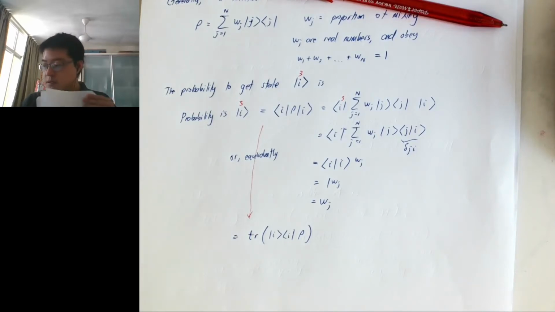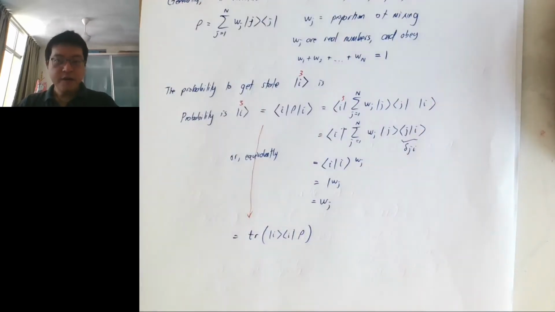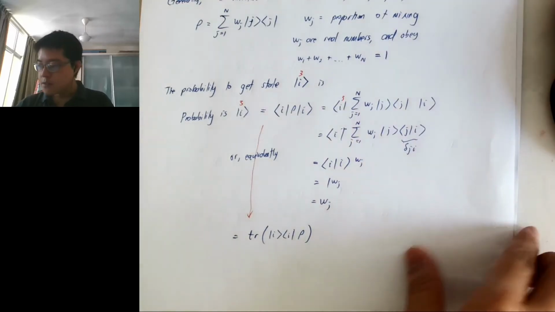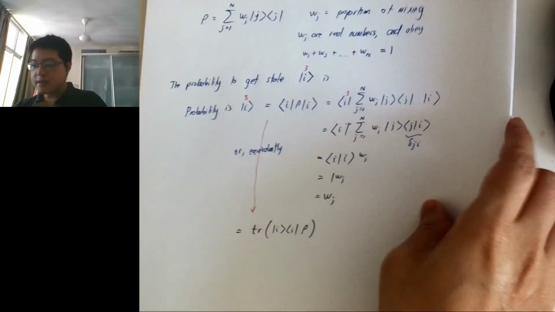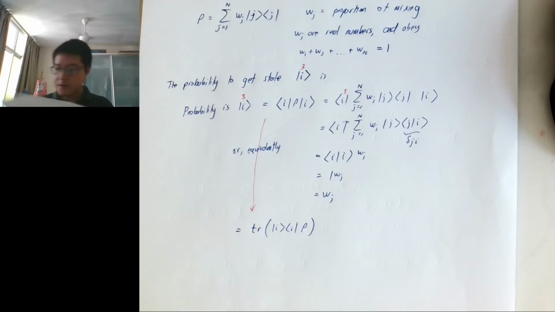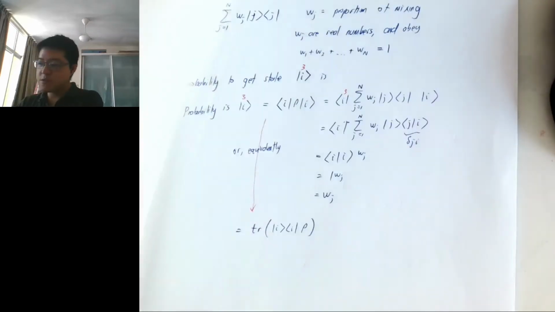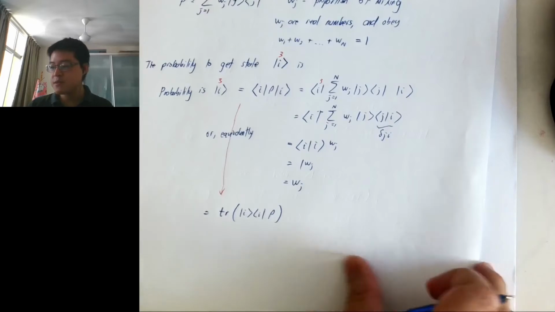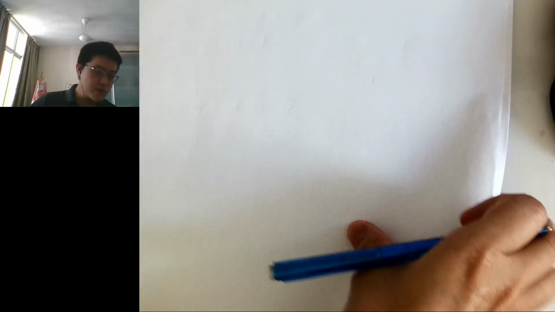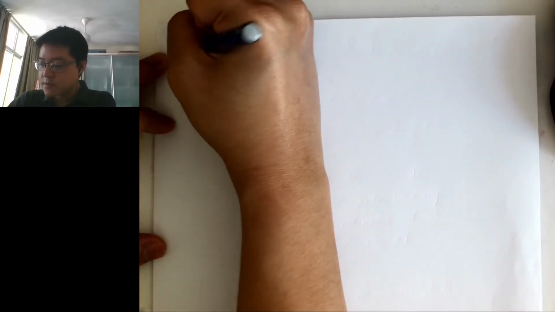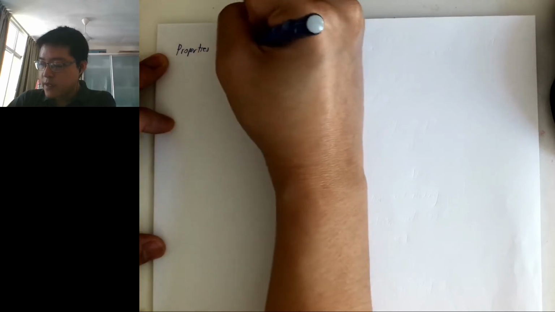Okay, so any other questions so far? Okay, so now let us understand this a little bit further, because we are introducing a new object, so we should really get to know this density matrix a little bit more. Let's look at the properties that are satisfied by this. Let us list down the properties of the density matrix.